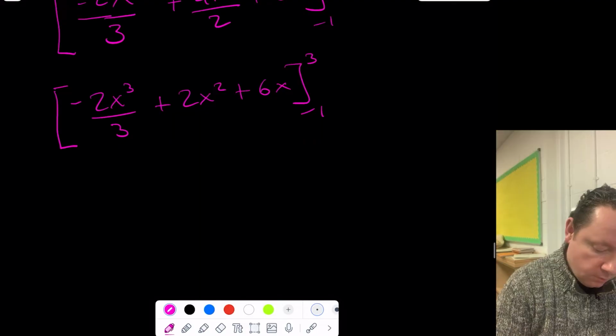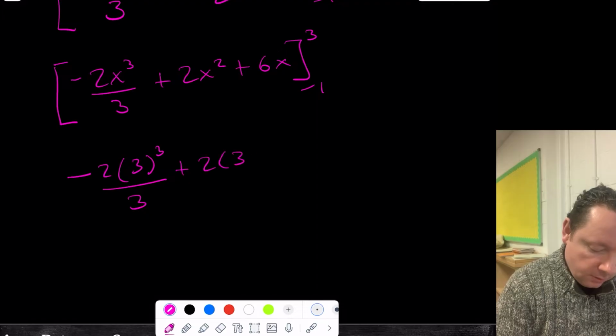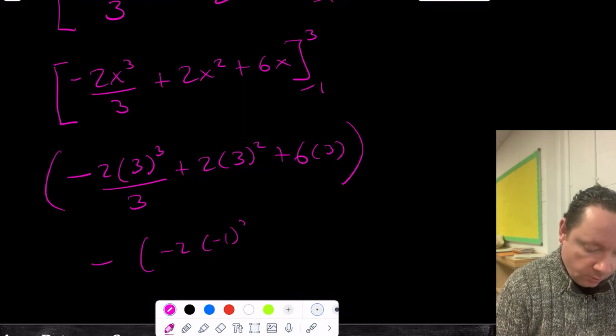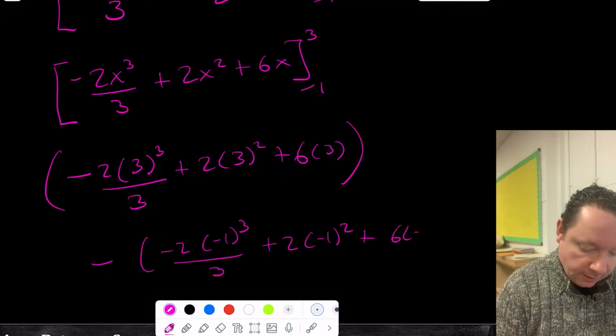That's minus 2 times 3 cubed over 3 plus 2 times 3 squared plus 6 times 3. That's our first big bracket. Take away minus 2 times minus 1 cubed over 3 plus 2 times minus 1 squared plus 6 times minus 1. There's our next big bracket.